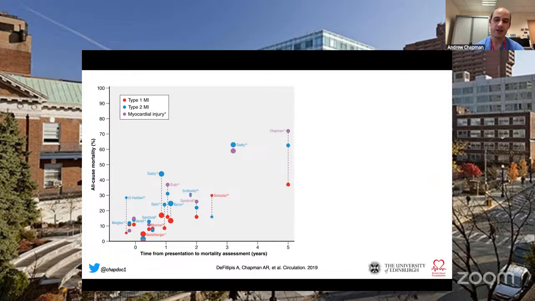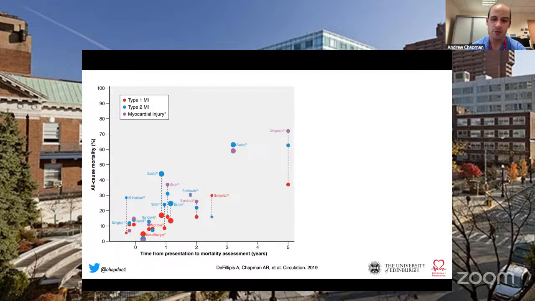We look at cardiac outcomes and we look at all-cause mortality. So when classified by the index diagnosis, type 1 myocardial infarction represented here in red, that's atherosclerotic plaque rupture. Type 2 myocardial infarction due to a supply or demand imbalance, typically tachyarrhythmia in over 50%, in blue. And then myocardial injury is those patients who do not have ischemia.